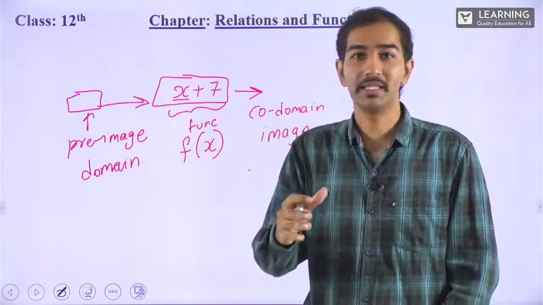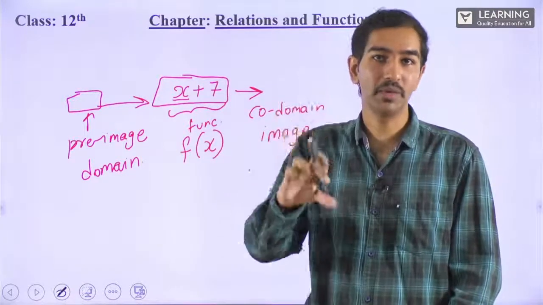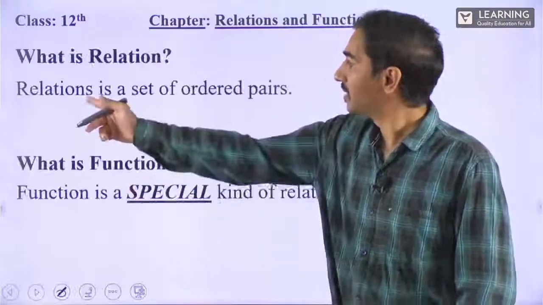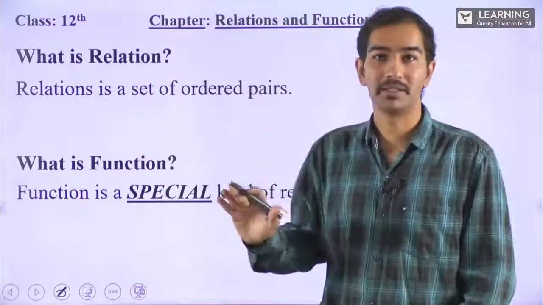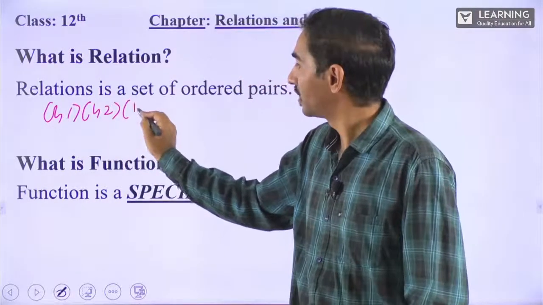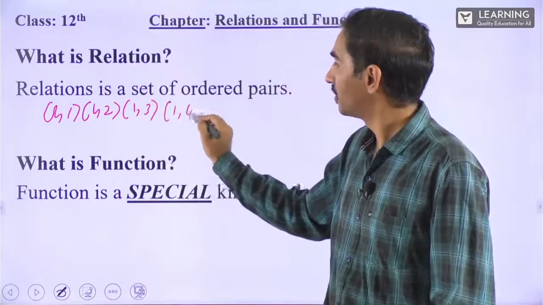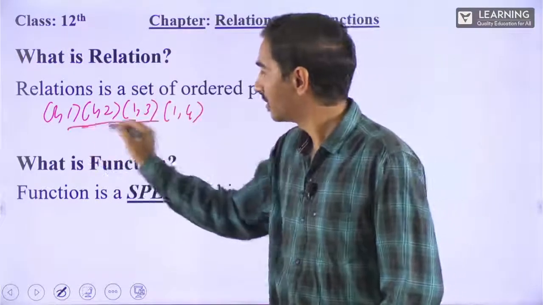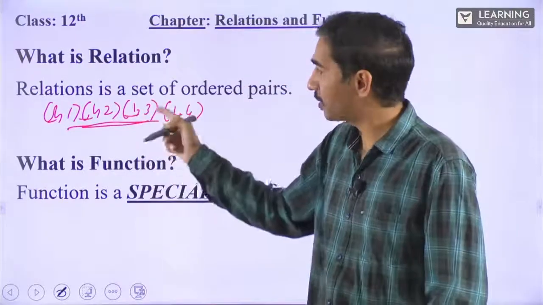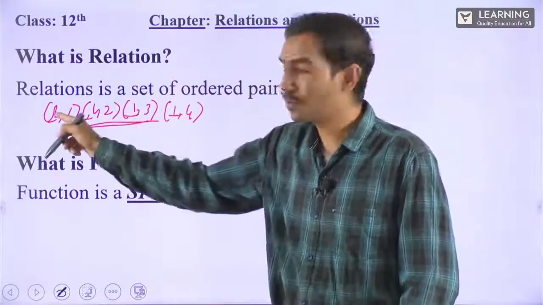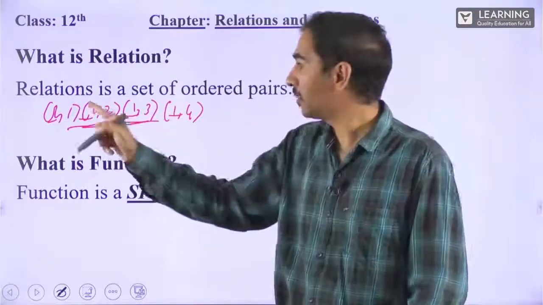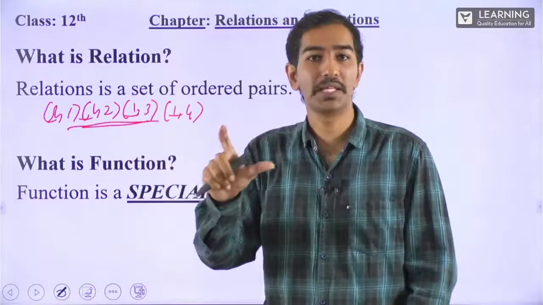So students, relations can have the same x values with different y values. So what is a relation? Relations are sets of ordered pairs, that's all. So it can be like this: (1,1), (1,2), (1,3), (1,4). All these are relations. Same x values, different y values. But a function is not like that. If you input x equal to 1 and you get 1, and again you put x equal to 1, you will not get 2. So that is the special thing about functions.